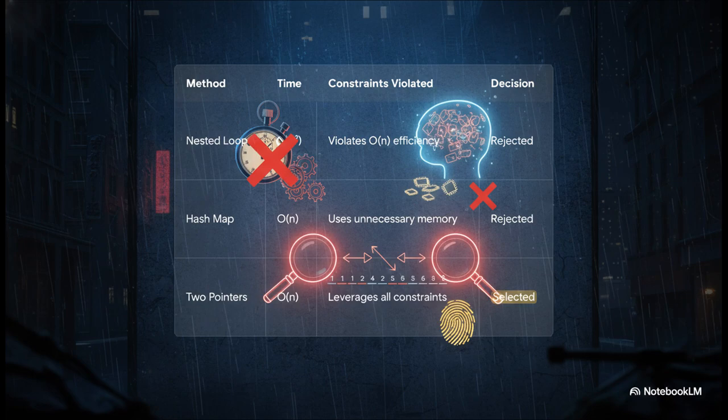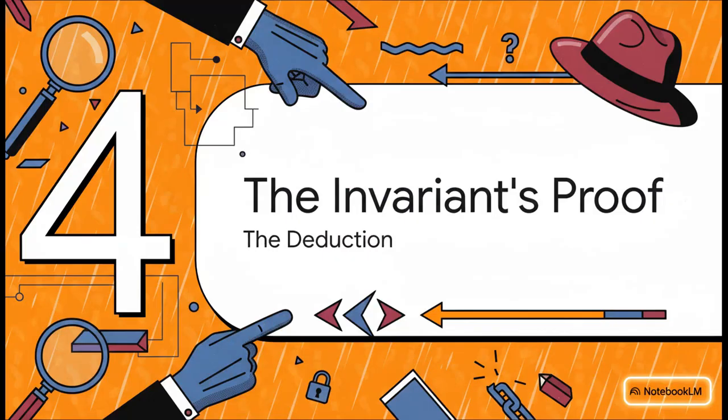We've got our method. All right, we've picked our method. Now it's time to prove it. We're going to walk through the deduction step by step. And you'll see how the two-pointer method doesn't really search for an answer, it closes in on it by systematically getting rid of everything that isn't the answer.